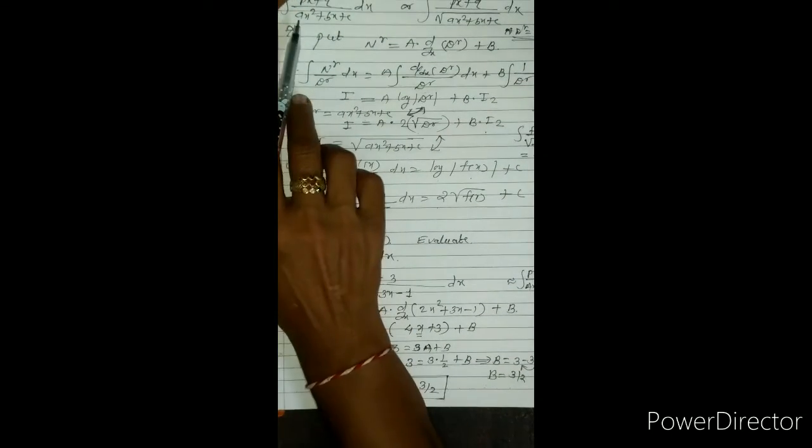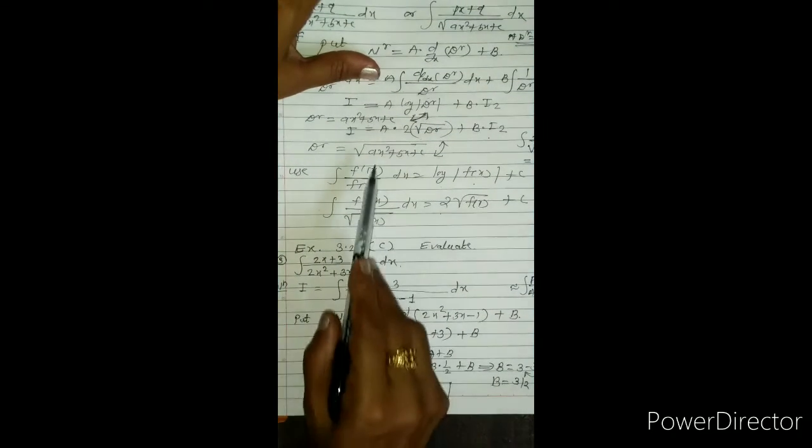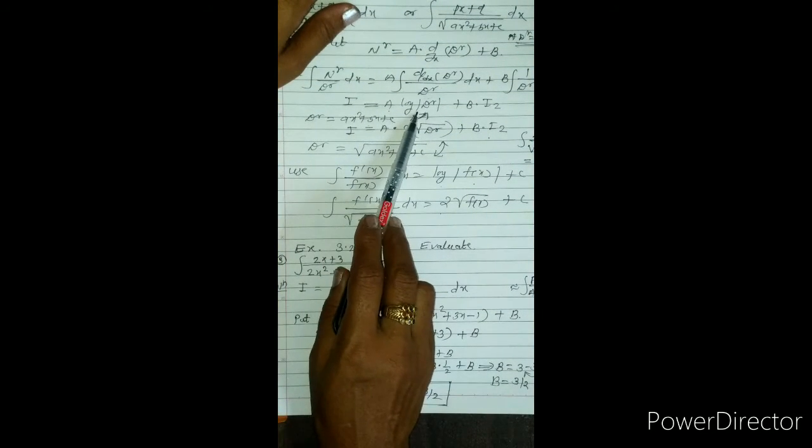So once we get the values of a and b, a is equal to 1 by 2 and b is equal to 3 by 2, we take these values in the given integral. Now this is of the first type, px plus q upon a quadratic expression. So we get the answer in the form a times log of the denominator plus b times the second integral. For this we evaluate the integral using this method.